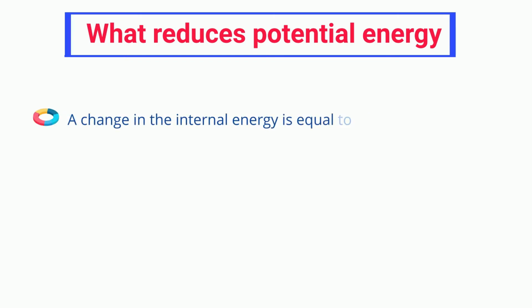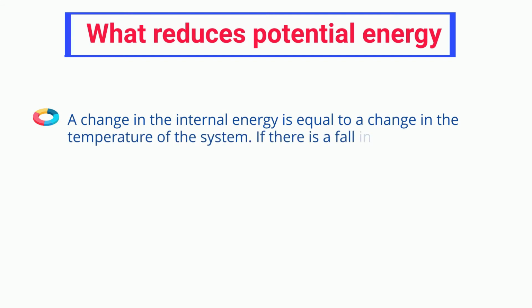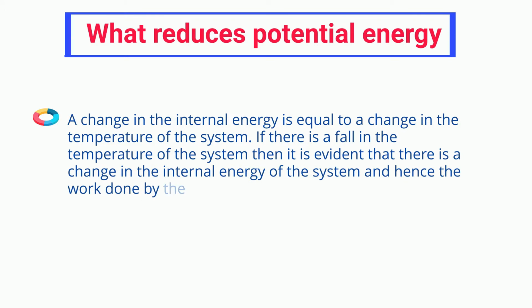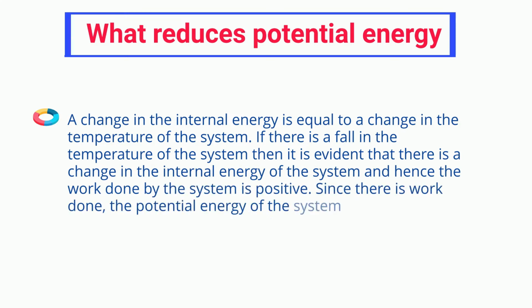A change in the internal energy is equal to a change in the temperature of the system. If there is a fall in the temperature of the system, then it is evident that there is a change in the internal energy of the system, and hence the work done by the system is positive. Since there is work done, the potential energy of the system is reduced.